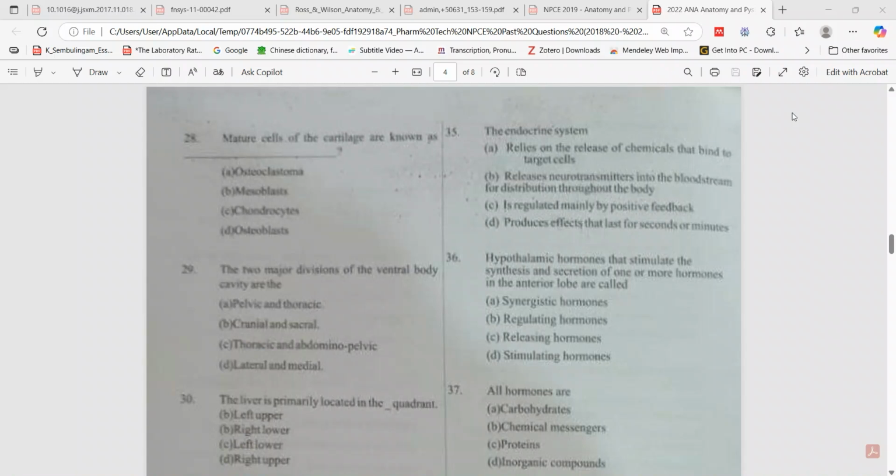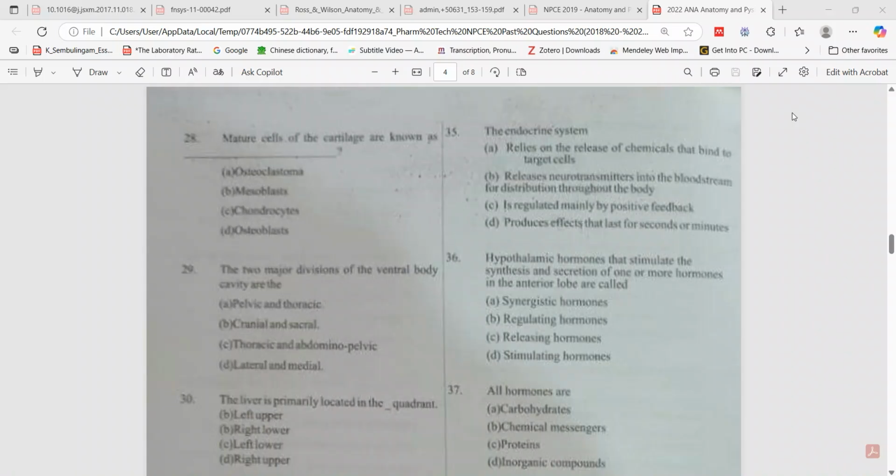The answer is A: relies on the release of chemicals that bind to target cells.